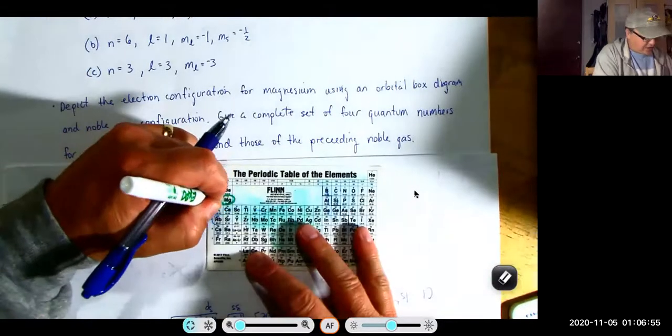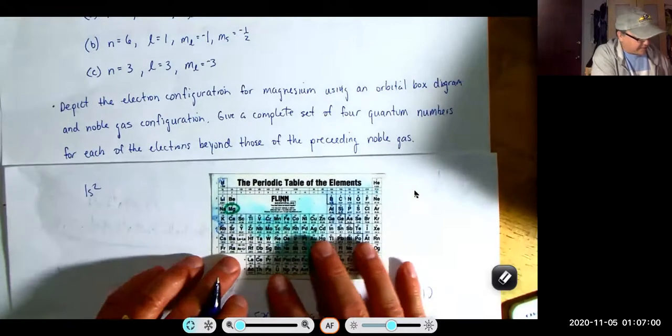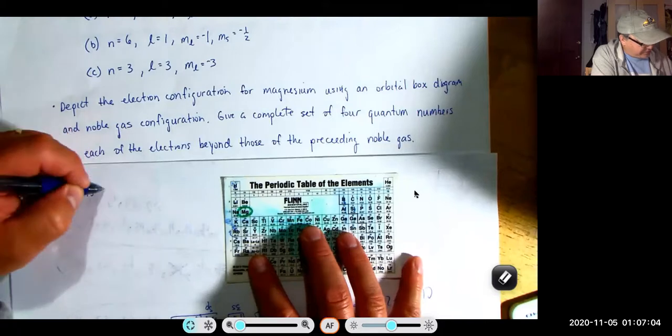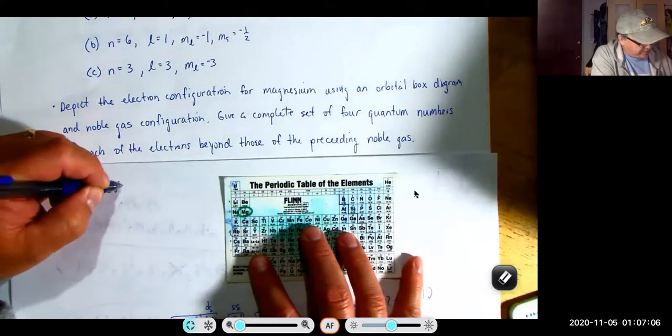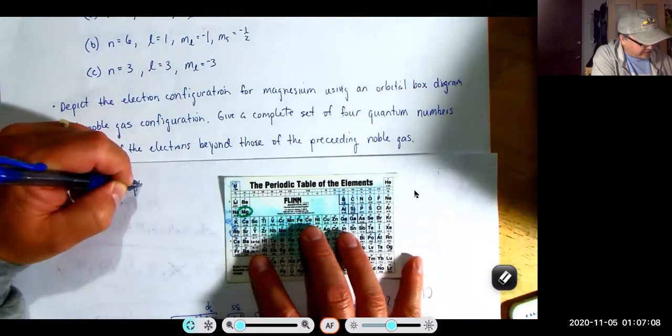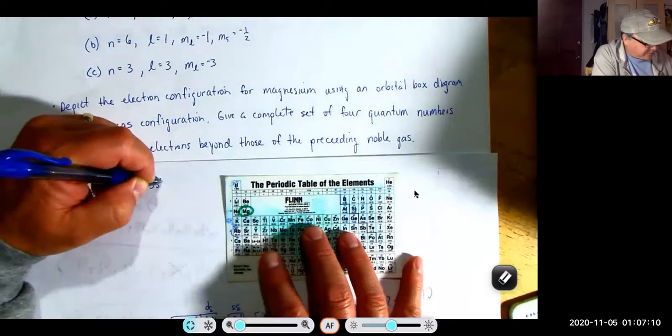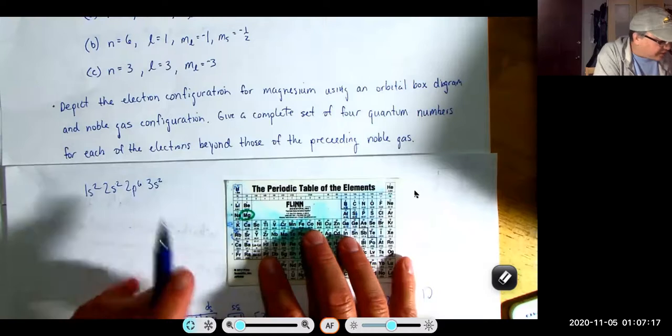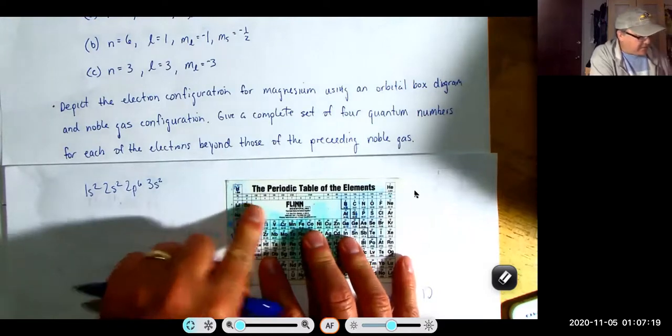Magnesium is an element that's pretty close to the top of the periodic table, so this shouldn't be too hard. So 1s2, 2s2, 2p6, 3s2, and that's it. If we take a look, that's 12 electrons, and if we take a look at the atomic number, that's 12, so we're done.